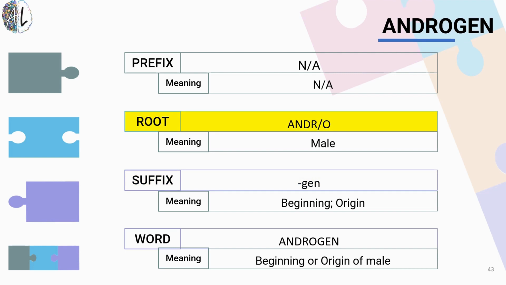Andro comes more in the middle of the term, and it has the combining vowel of the O. So remember, when you see the combining vowel and it's more the middle of the term, that is designated as a root term. So this helps you to put it in the right slot. All right, again, Sue had the correct definition here, the beginning or the origin of male. And an androgen is a hormone that is found in males and gives male characteristics. So it helps to create things like facial hair and male features.